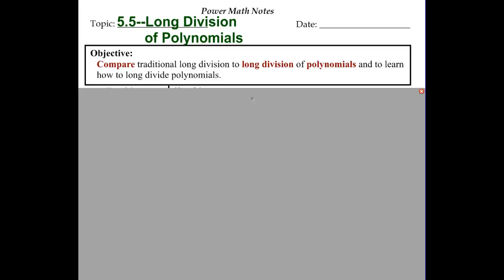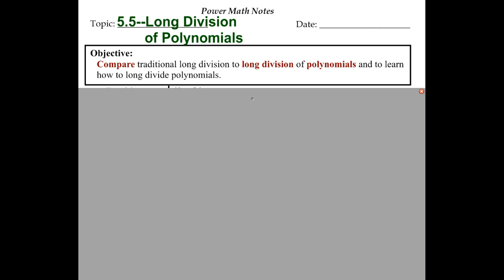Alright, today we're going to talk about the first part of section 5.5 from Algebra 2, long division of polynomials. So we're only going to talk about long division in this part. Really what we're going to do is first compare traditional long division to long division of polynomials, and then learn how to divide polynomials.